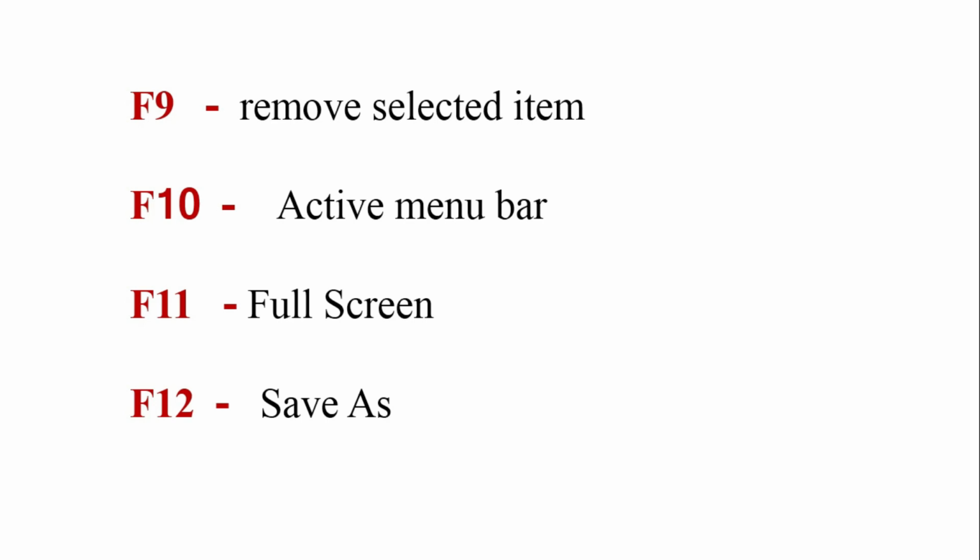Suppose you are working in Microsoft Office, like Microsoft Word, and you want to save the document. Generally we go to File and then click on Save As. But if we press the F12 function key, then the Save As dialog box will open, and there we can save our file. So in this lecture we saw the use of all 12 function keys on any computer keyboard.